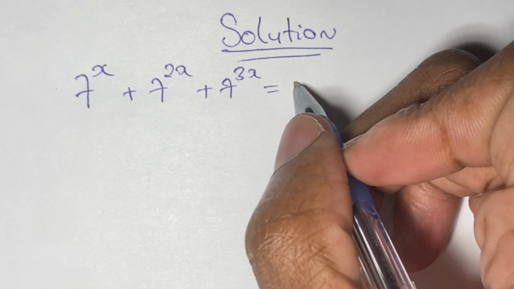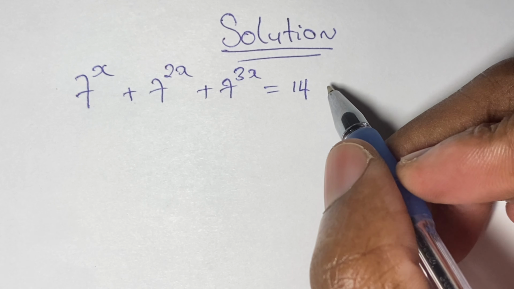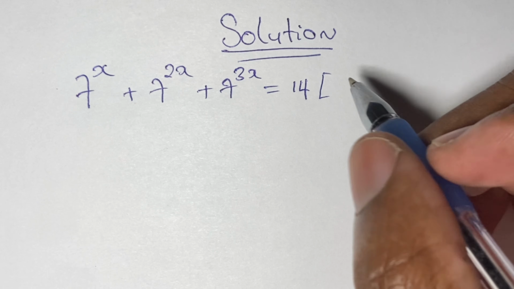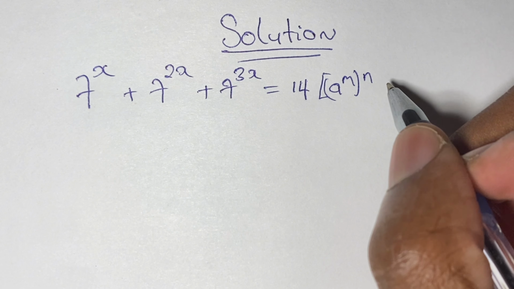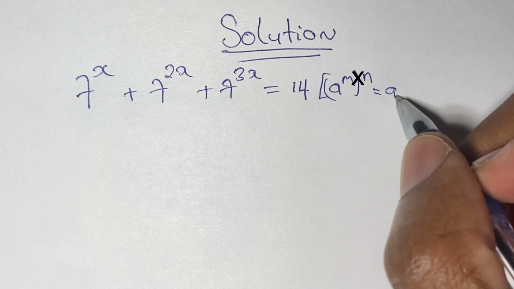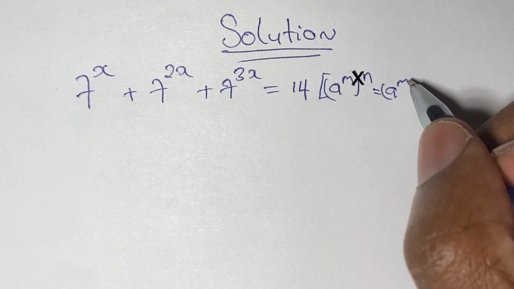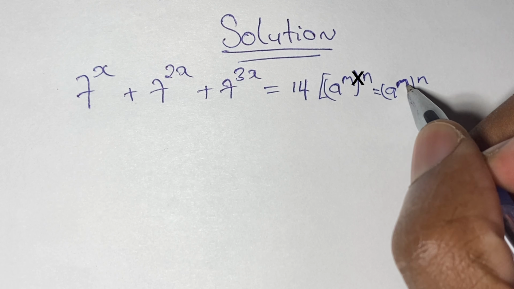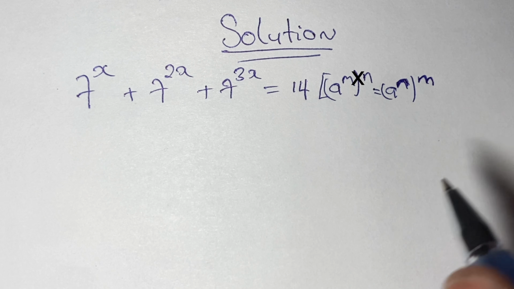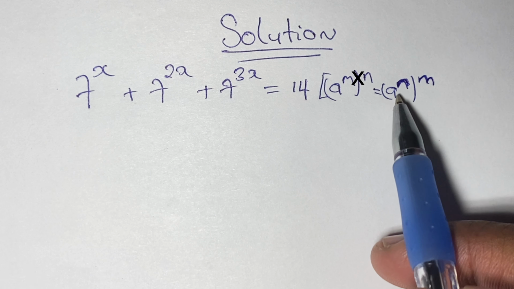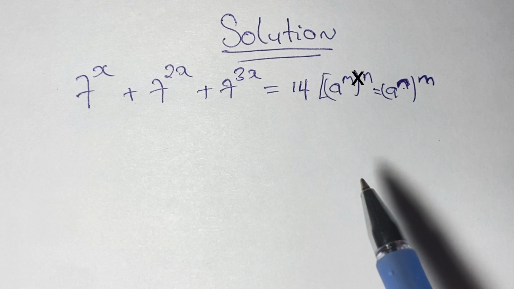Now our equation states that 7 to the power of x plus 7 to the power of 2x plus 7 to the power of 3x is equal to 14. Now using the laws of indices, where we have a to the power of m times n is the same as saying a to the power of n times m, we'll be using this principle to simplify our equation in order to solve for x.